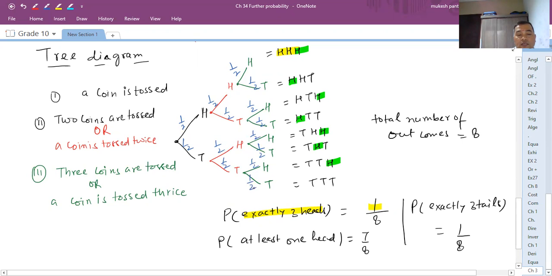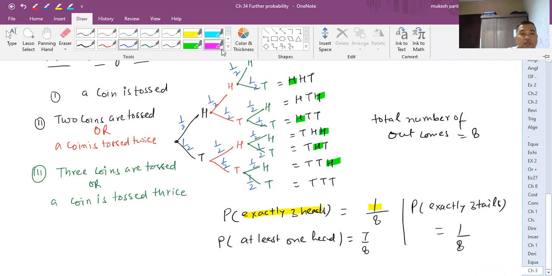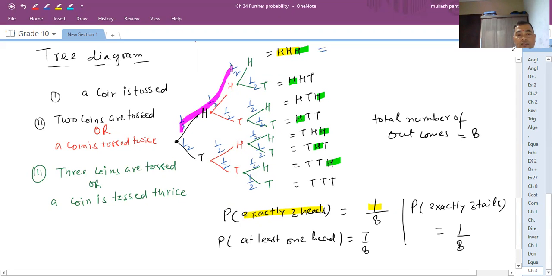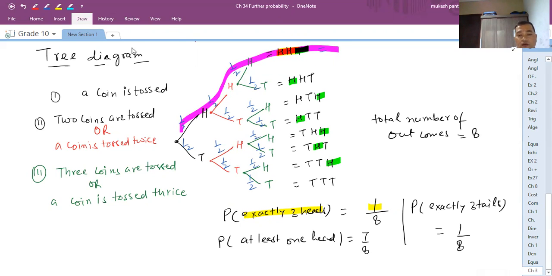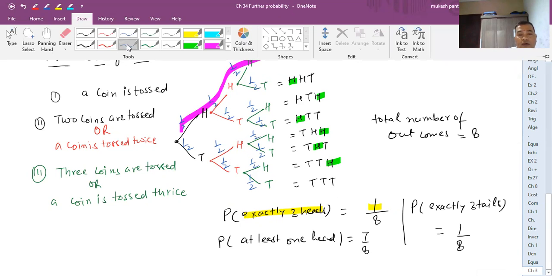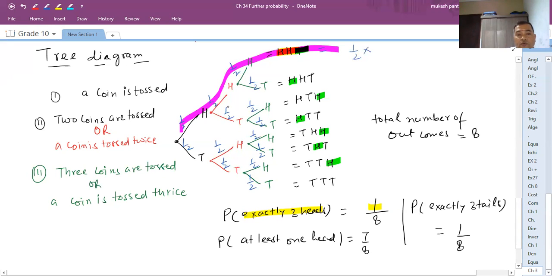And one more interesting thing, if you don't want to go this way, you can write it another way. The probability of 3 heads is 1/2 from here, 1/2 from here, and 1/2 from here. That is 1/8. The answer will be the same. Either you multiply this way, or you just look at the favorable outcomes, that is 1, and the total outcomes. Okay.